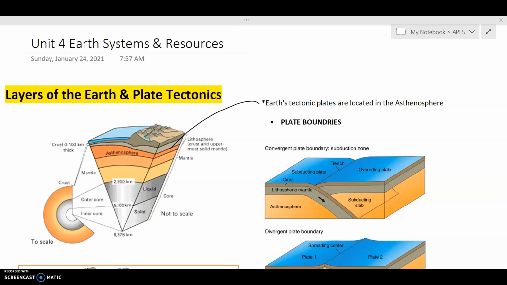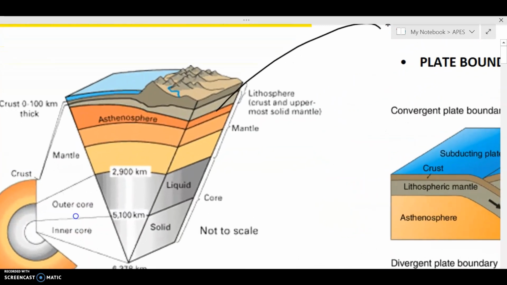Today we're going to be talking about Unit 4, which is Earth Systems and Resources. So let's start off by talking about layers of the Earth and plate tectonics. Okay, so here are the layers of the Earth. Let me zoom in real quick.